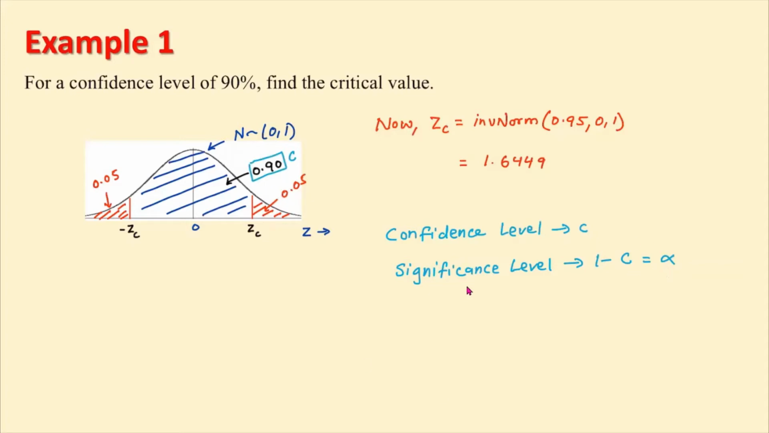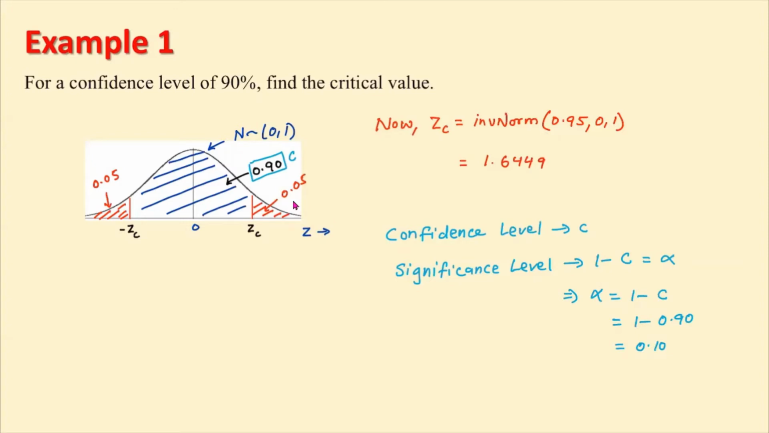Now, if you look at the significance label, here we have the formula: alpha is 1 minus C, which is equal to 1 minus 0.90. C is 0.90, which is equal to 0.10. So that remaining percentage is your significance label. But here in this example, that significance label is divided on two tails. So the value on each tail is half of alpha.